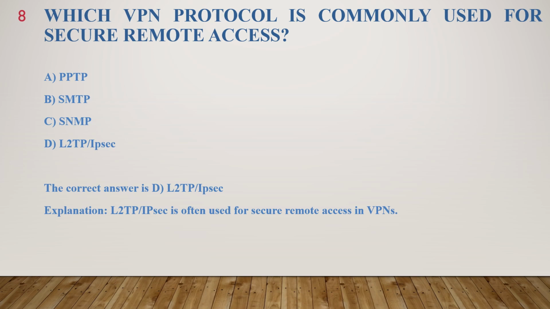D. L2TP/IPsec, Layer 2 Tunneling Protocol IP security. Advantages: secure, uses strong encryption, AES 256-bit, and authentication, MD5, SHA-1, SHA-2. Multi-layered security, combines L2TP for tunneling and IPsec for encryption and authentication, providing more robust protection than single-layer protocols.